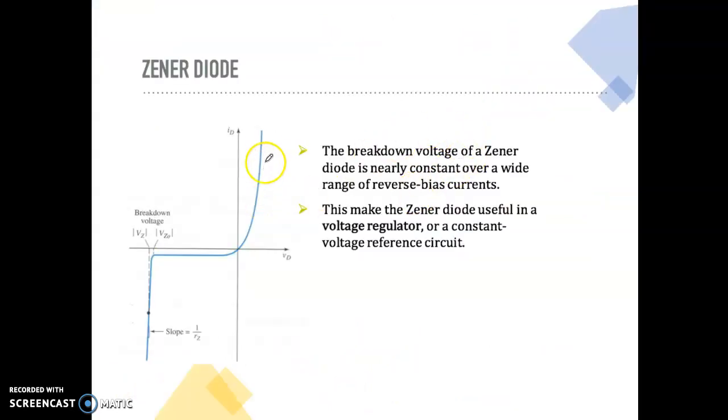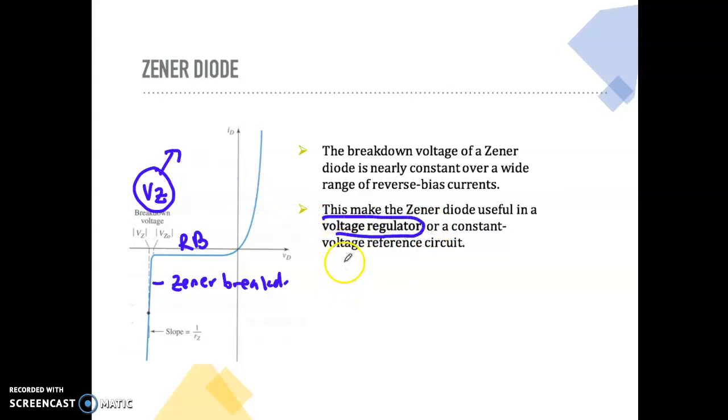Okay, if we go back to the IV characteristics, this is what we call Zener breakdown. We name it VZ. The breakdown of the Zener voltage is nearly constant. It happens at the reverse bias. So this VZ will play a role in your Zener diode, so it can be used as a voltage regulator or voltage reference circuit.